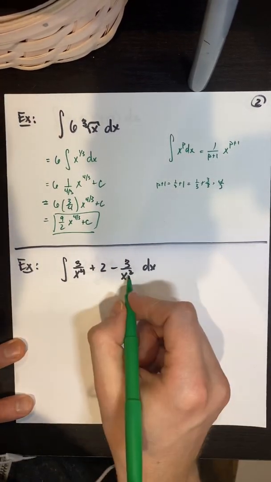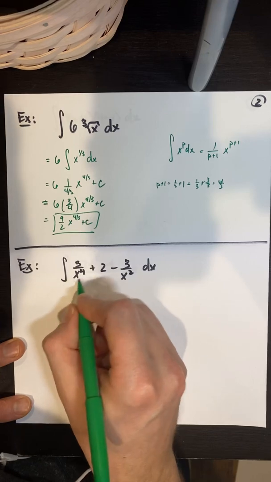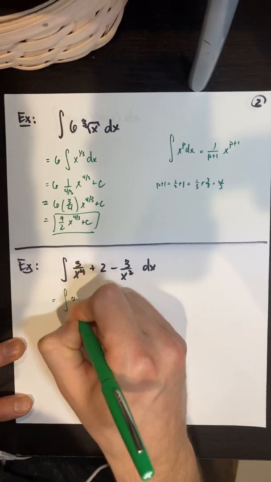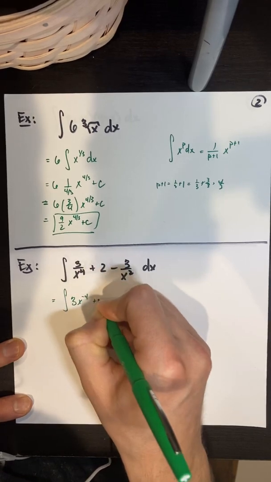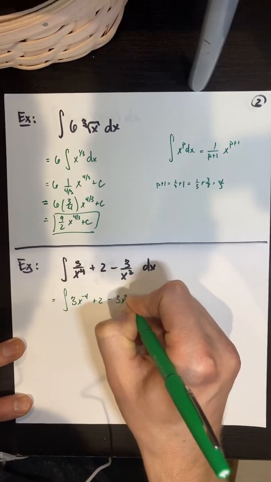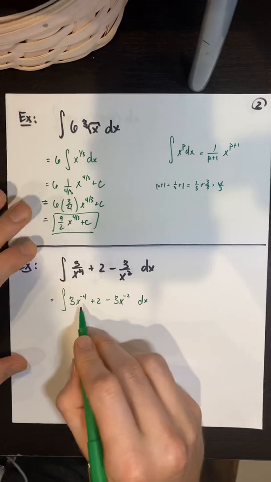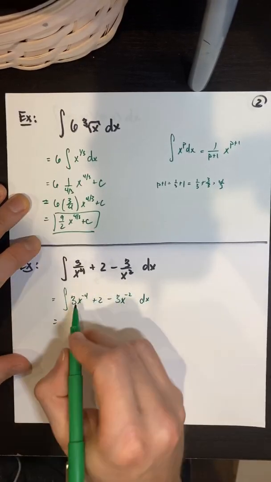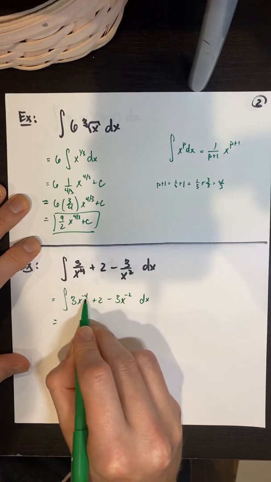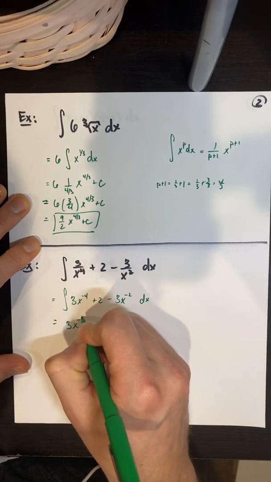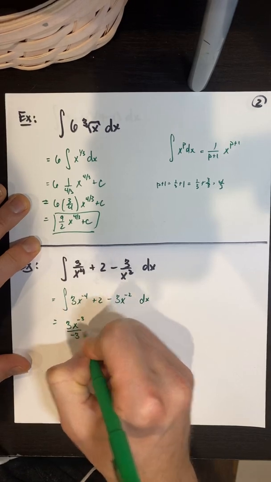Okay, likewise, we have something like this. Again, anytime I have a power function in the denominator, I can bring it up to the top. So first I would write this as 3x to the negative 4 plus 2 minus 3x to the negative 2 dx. In this case, ignore the 3. Here the p-value is negative 4, so I'd add 1, and be careful, adding 1 there would be negative 3, and then I have to divide by negative 3.